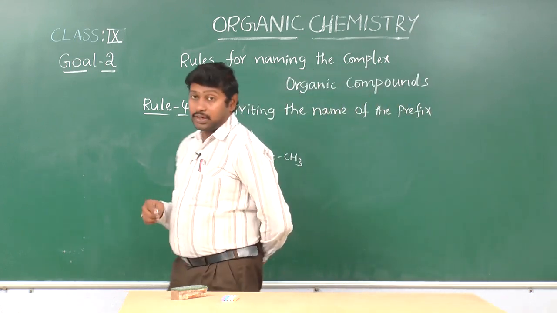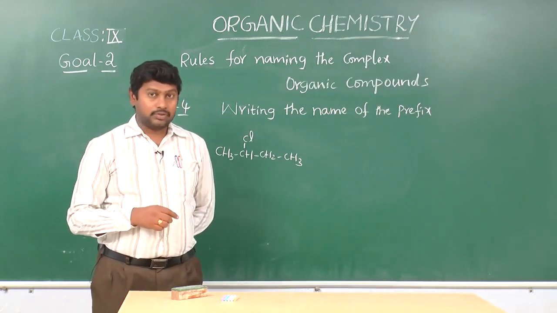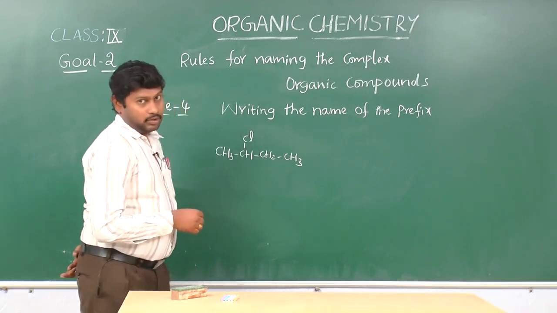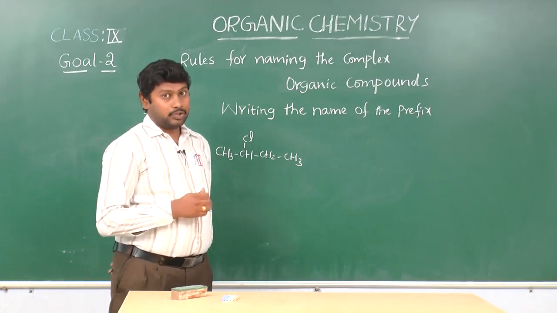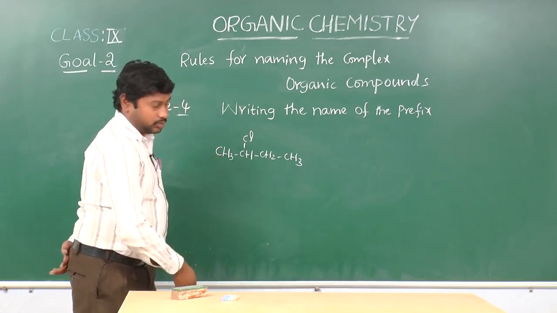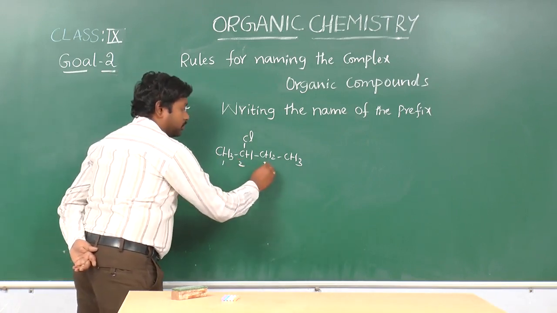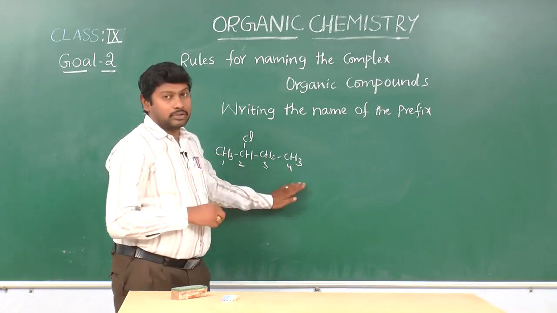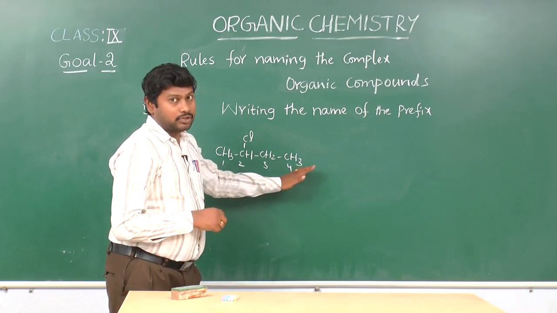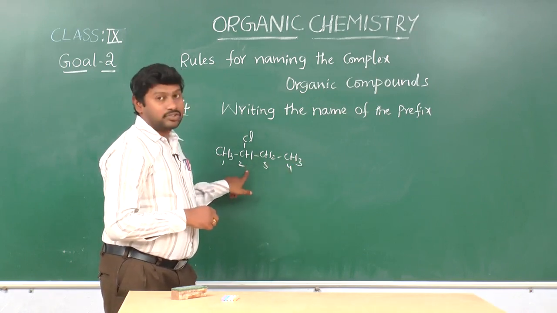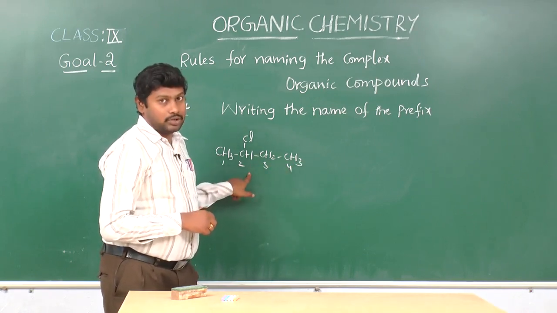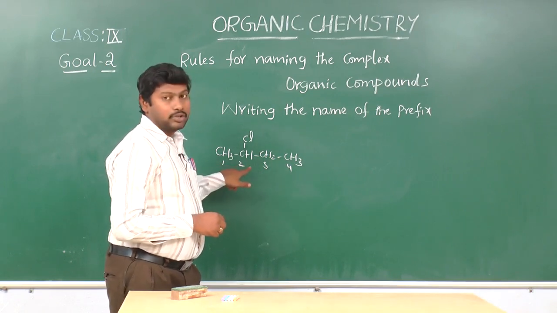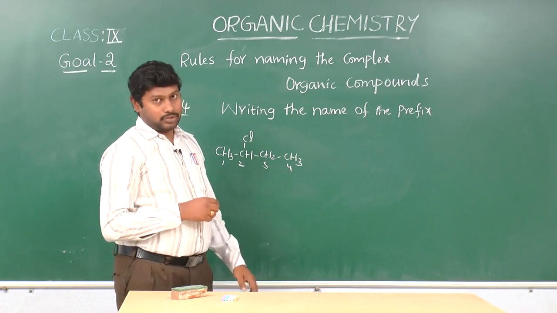And how to write the name of the prefix? First we should give the numbering for the longest continuous carbon chain, and according to the least number rule we should give the least number to the substituent. So, this is the least number for the chlorine, from left to right. If you give the numbering from right to left, then the number is 3, which is the wrong one. So, according to the least number rule, first we should give the least number to the substituent.